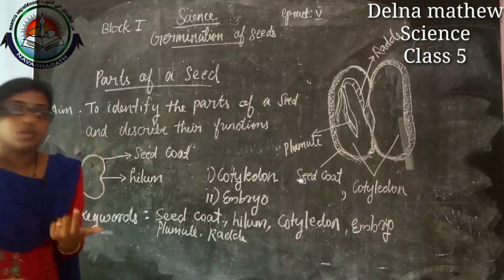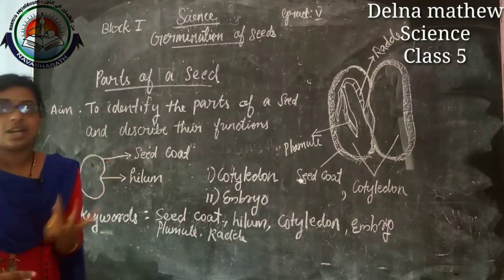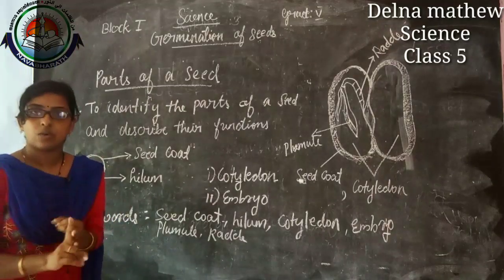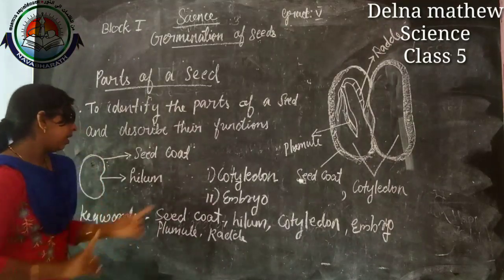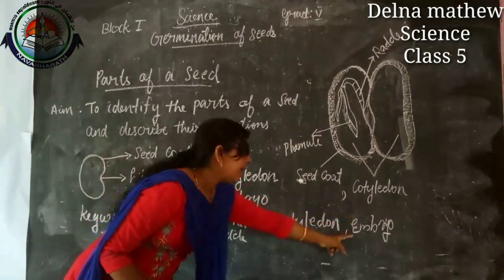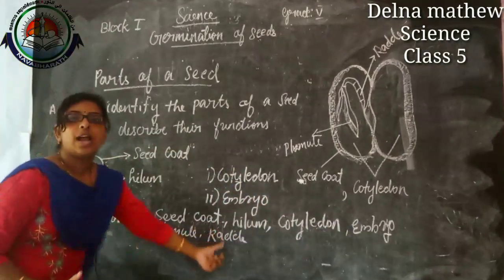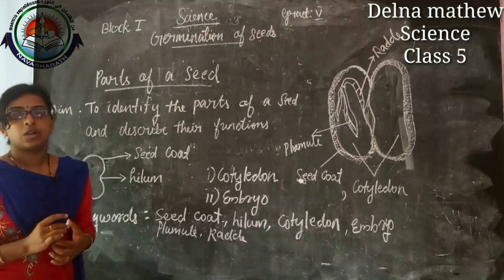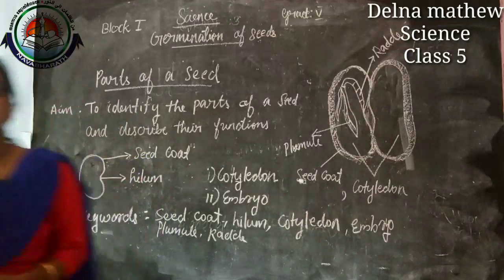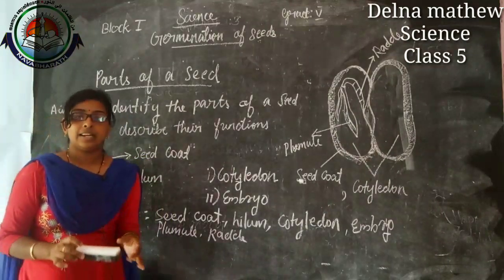learn how to pronounce them and at the same time how to write them. That means you should be clear about spelling and pronunciation. First one, seed coat, hilum, cotyledon, embryo, plumule and radicle. Okay, so that's all about our first lesson. Now we can move to our second lesson.